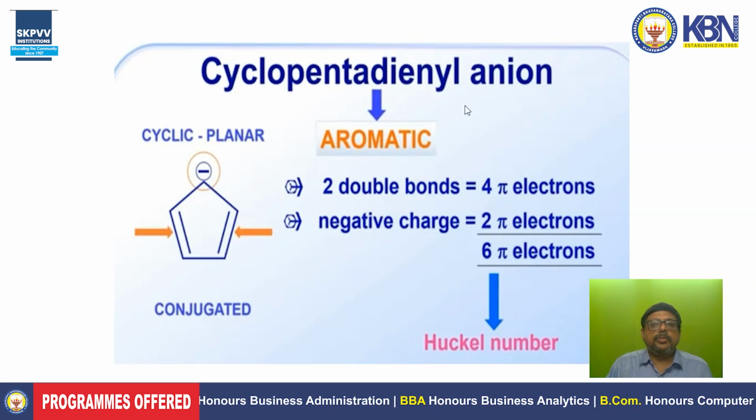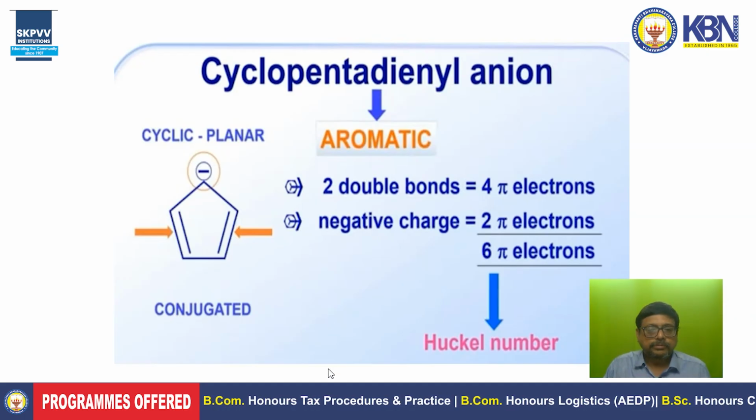This is cyclopentadienyl anion. The structure is cyclic and planar. It has a conjugated structure. It has 2 double bonds. 2 double bonds means 4 pi electrons, and 1 negative charge means 2 pi electrons. Total 6 pi electrons. So 6 pi electrons means it is a Huckel number. So cyclopentadienyl anion is also an aromatic compound.